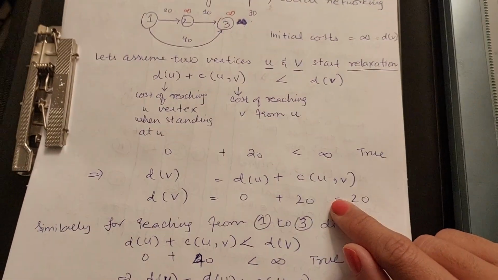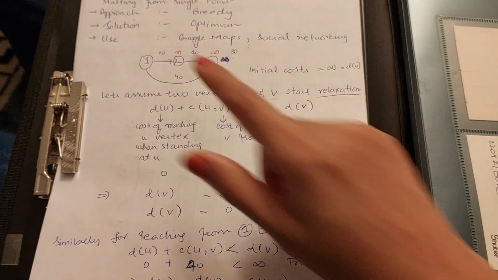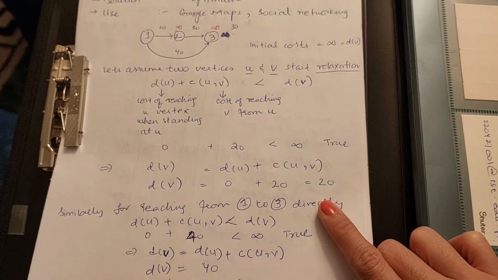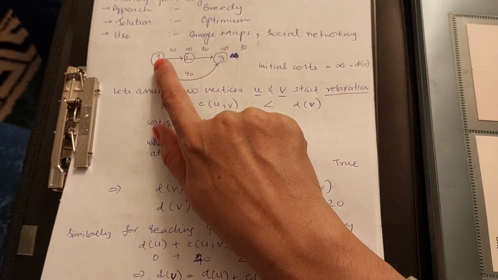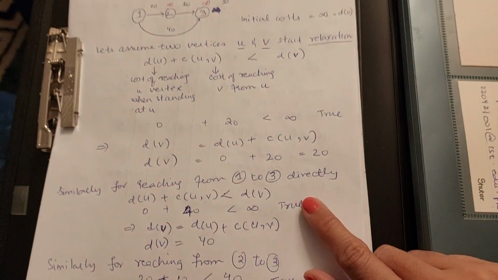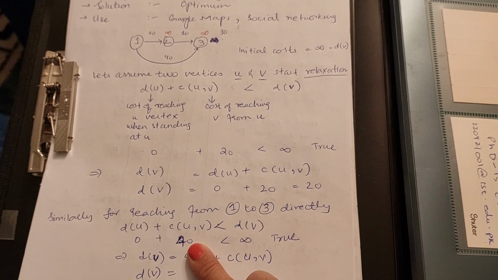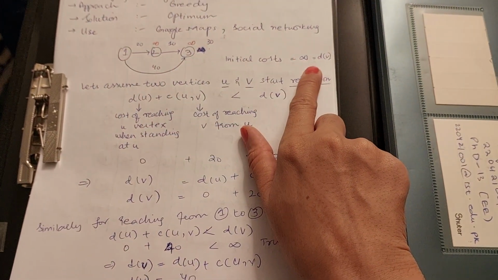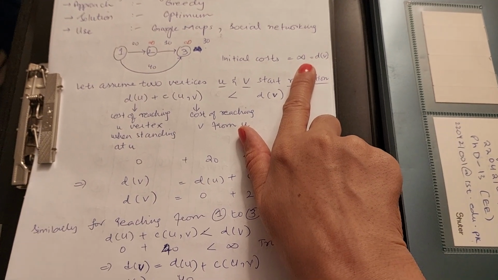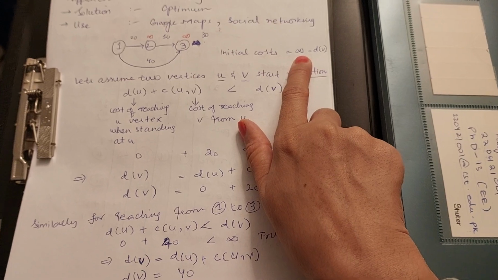In a similar manner, if you want to reach from point 1 to 3 directly, like we want to follow this direct path, not this path, then in this case again we are going to use the same relaxation equation. Initially we considered that this cost is going to be infinity. All right, this is going to be our initial cost in each and every calculation.